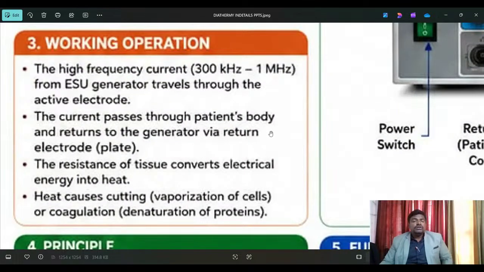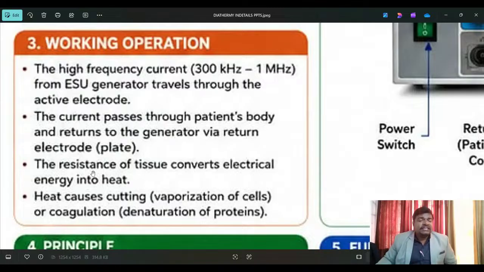Now I am going to show you the working operation of the diathermy. The second point is completed, and the third point: the resistance of tissue converts electrical energy into heat. Where will the resistance come from? That is the earthing plate, where the resistance will be calculated. That's why the earthing plate is very, very important, to protect the patient and to operate the equipment. I will show you how a patient plate looks, because most regular problems are here. Please keep watching my session first of all.